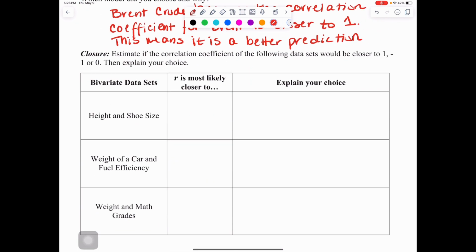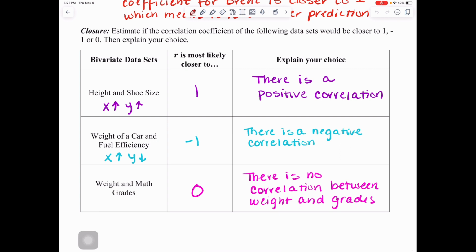So at this point, we've discussed everything about correlation coefficient. So I would like you to complete this closure question. It says, estimate if the correlation coefficient of the following data sets would be closer to 1, -1, or 0. So those are your only three options. One of these below is a positive one, one is a negative one, and one is a 0. So you're going to tell me R is most likely closer to, and you're going to give me the number, and then you're going to explain your choice. Why are you choosing what you're choosing? So at this point, I'd like you to pause the video, try the closure, and then resume the video to go over the answers. Here are the answers to your closure questions.